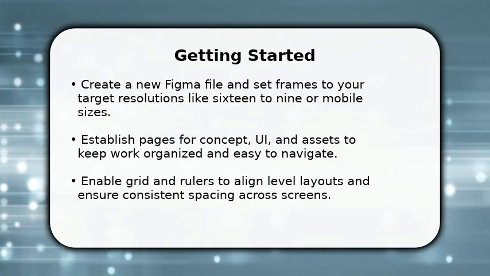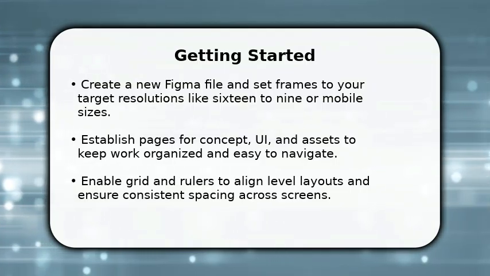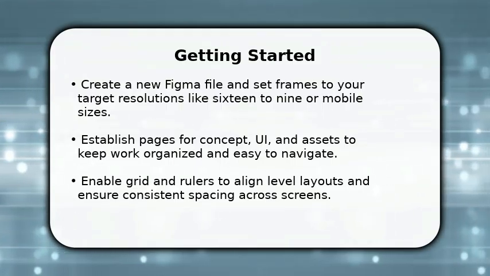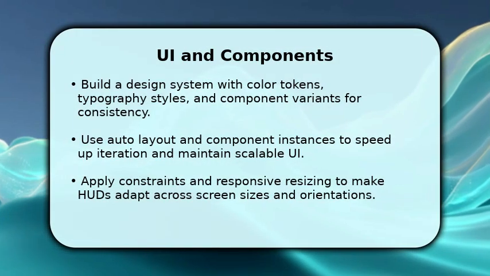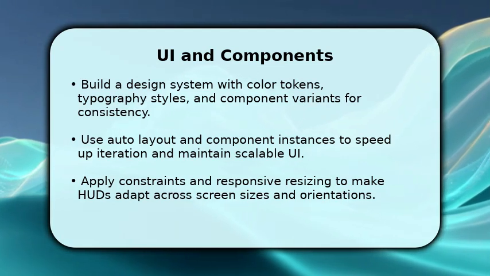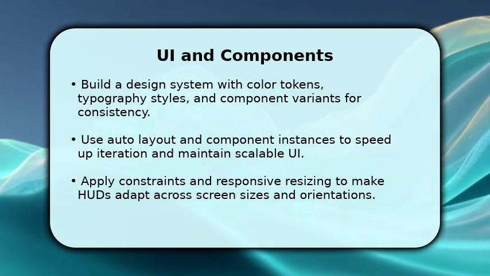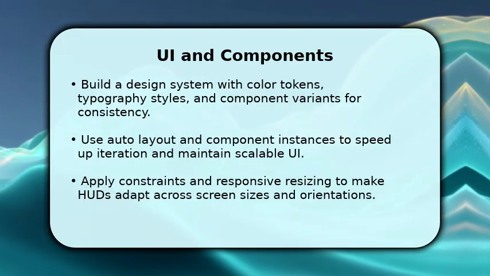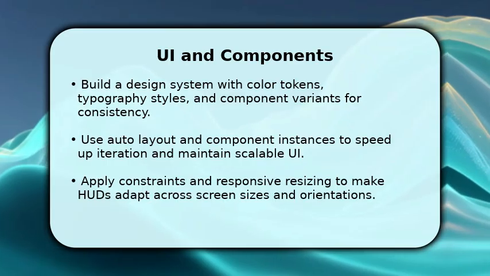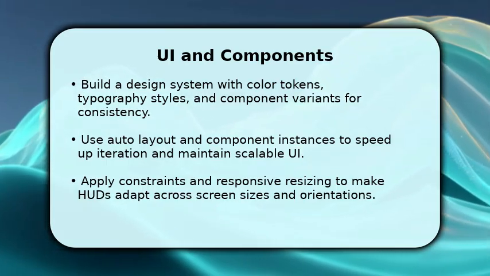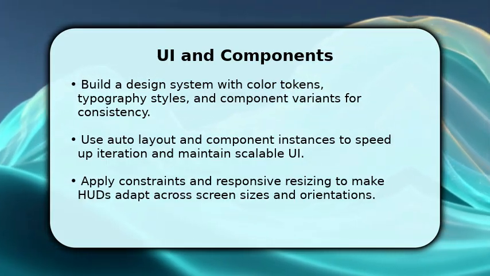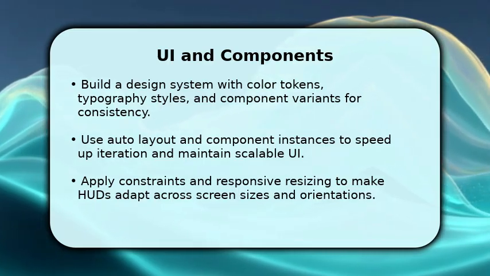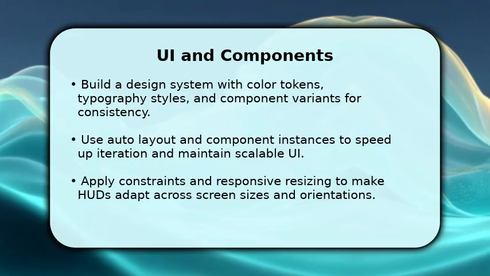And prototype flows to test game interactions quickly so you can iterate on layout, pacing, and user interface without switching tools. Design UI with Figma's components and auto layout to speed up iteration and maintain consistency. Begin by creating a design system with color tokens, typography styles, and component variants. Use constraints and responsive resizing to make HUDs adapt across screen sizes and employ nested components to manage complex objects.